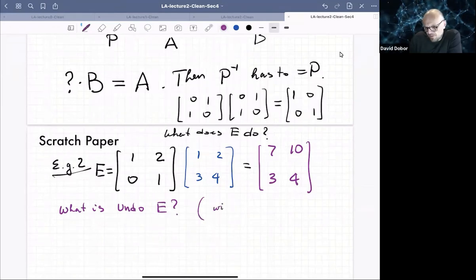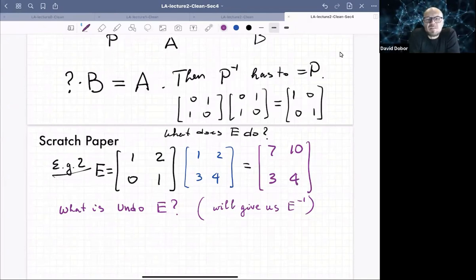The undo operation will give us the inverse of E. Again, we're avoiding computations just by thinking about the effects of these matrices. It's the only way we're computing the inverses. So I'm taking some matrix. In this case, that some matrix is the A, B, C, D matrix. So here, 1, 2, 3, 4.